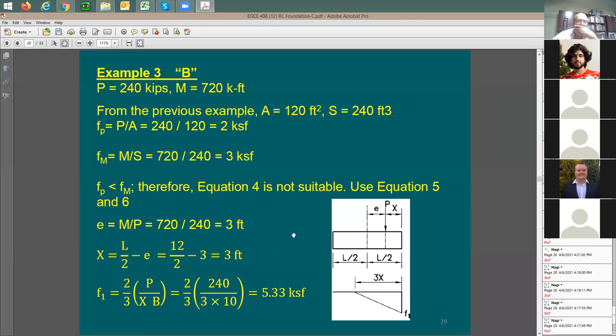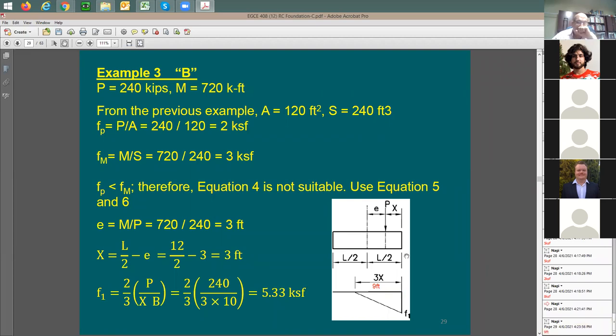All right, now I'm done. Here's the stress at this point. And the distance X is going to be equal to 3 feet. Therefore, the total distance over which the stress is applied is going to be 9 feet. Y is 3 times X.